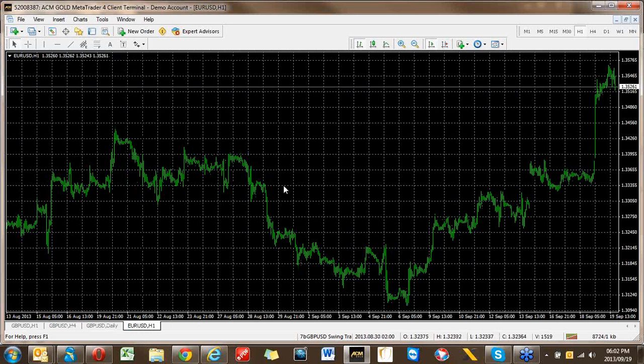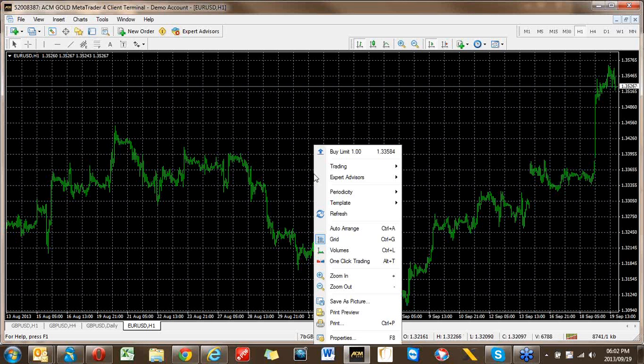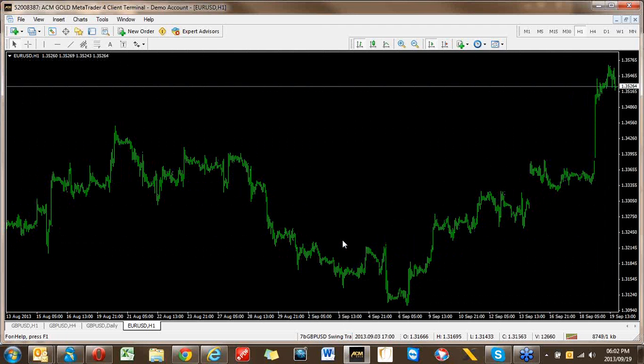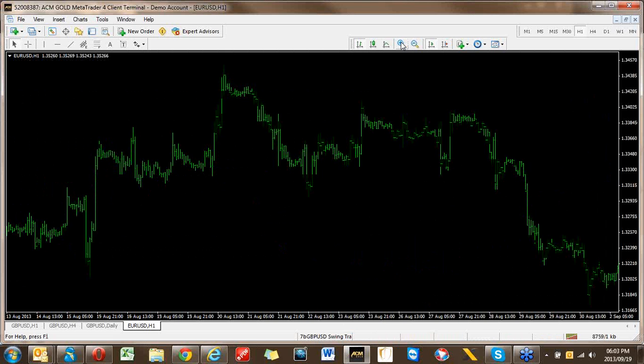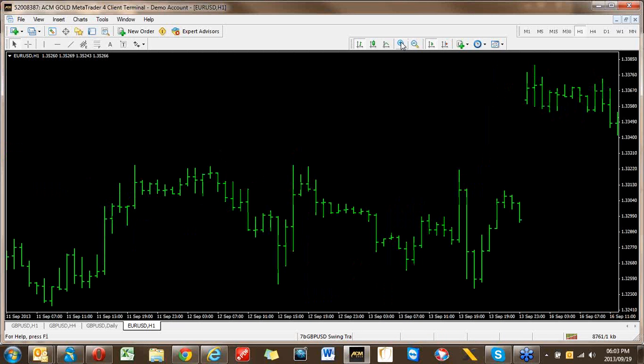First things first, I want to tidy this chart up over here. It's very, very messy and too busy with too many lines and things like that. So I click on my chart, I right click, and I say grid, or you can go Control G. There we go. Now it's looking a lot tidier than what it was. Next thing, let's quickly zoom in and see what we've got here.